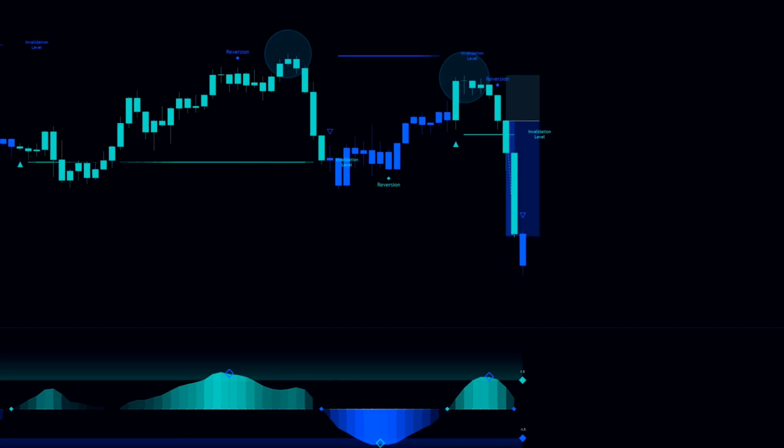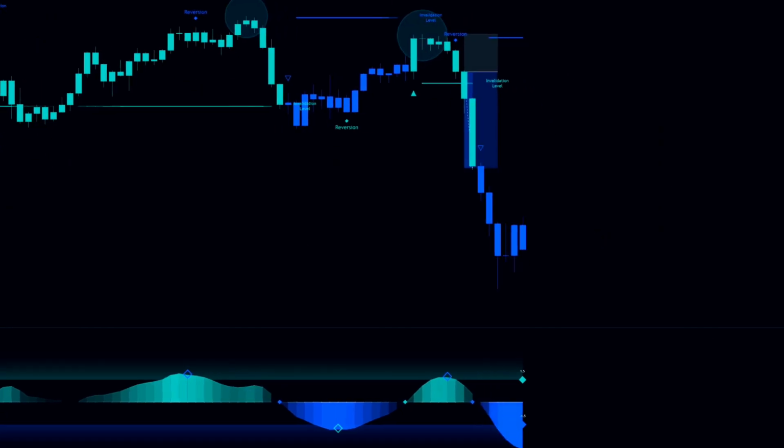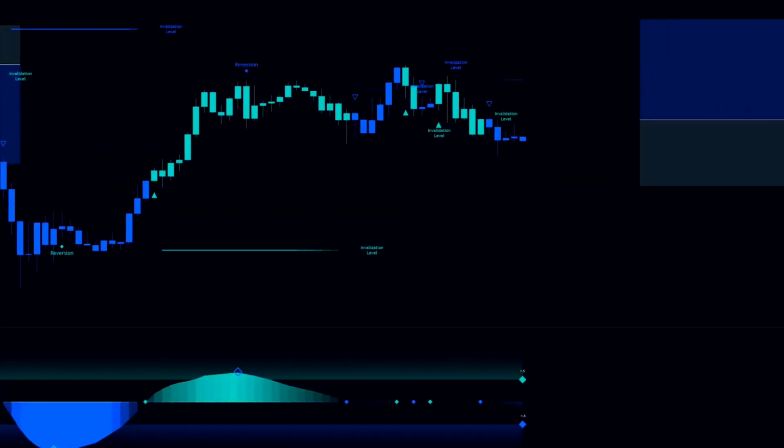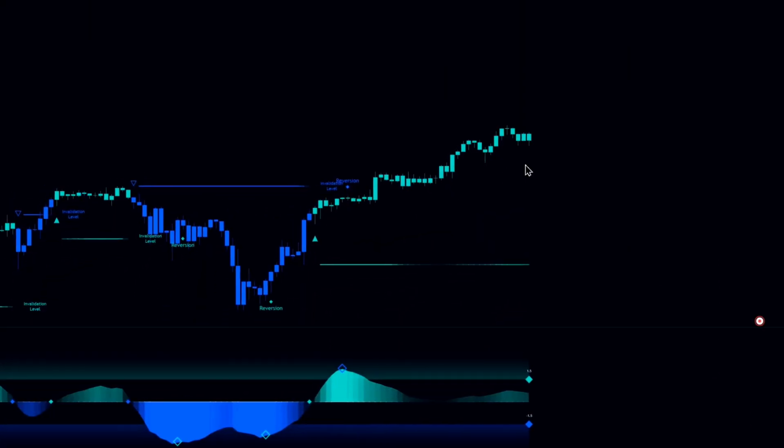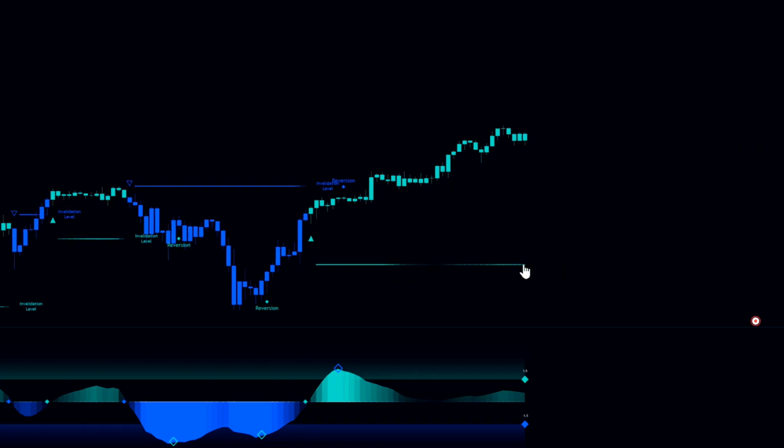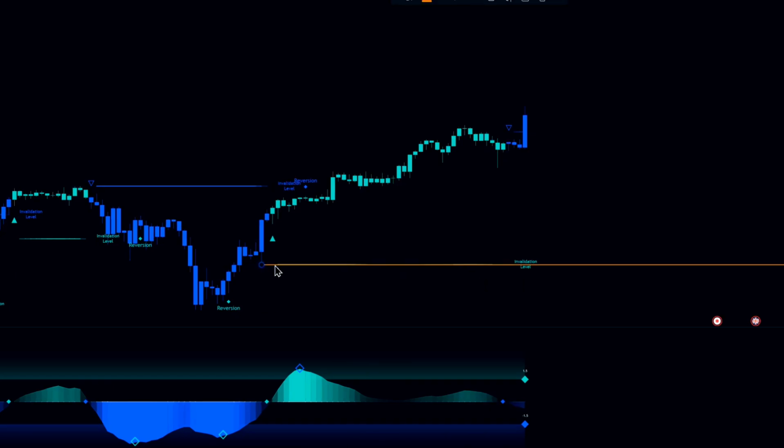The second trading method uses this indicator in a trend following strategy. Let me show you how it works to take a long trade. You need to see a shift from bearish to bullish indicated by the oscillator turning teal. You'll also notice a teal upward arrow on the chart and your candles turning teal. The key here is to watch the invalidation level. The price should not touch it, even slightly.